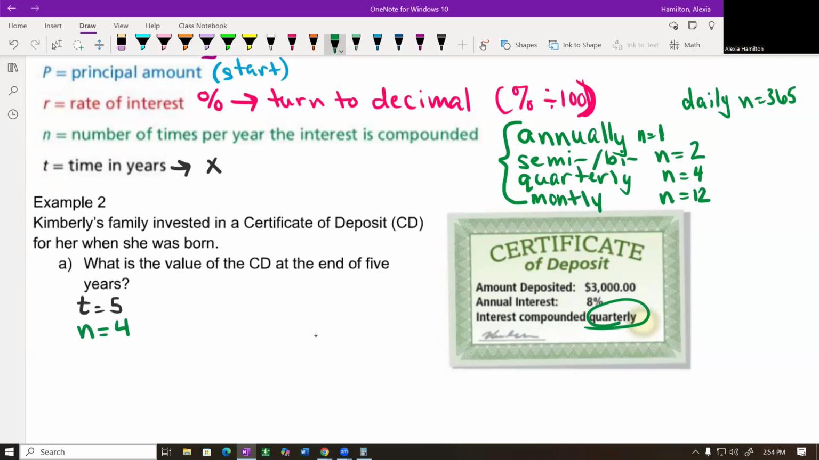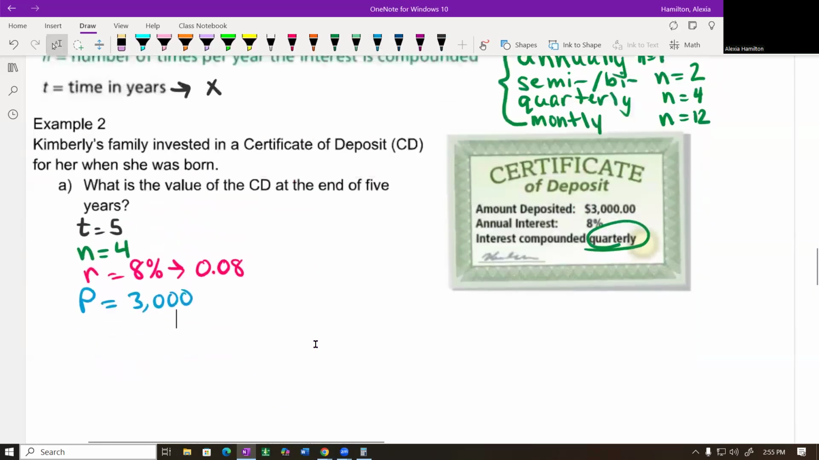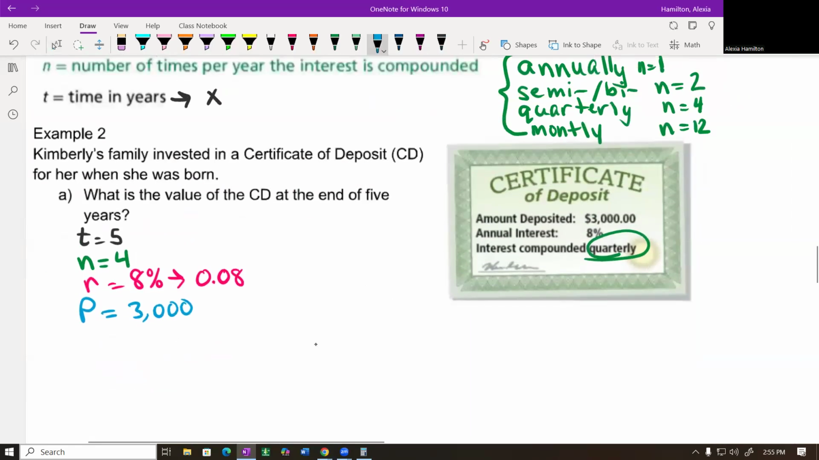I'm going up my list. My interest rate, R, is 8%, but I have to turn that into a decimal, so that's going to equal 0.08. And then my principal amount is $3,000. P is equal to $3,000. I 100% recommend that when you work with formulas like this, that is the first thing that you do. You identify what all of your variables represent. And then you can go through and plug the numbers in.